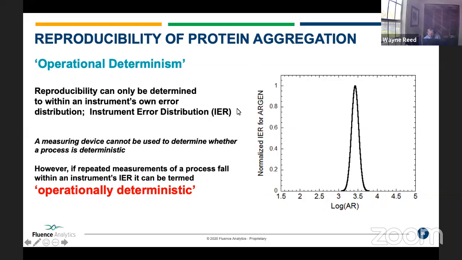That's because the instrument always has its own instrument error distribution, which is a sum of the different errors associated with it. With the Argent, it's temperature, which is actually very well controlled. That's not a big factor, but it's there. Then give some width, and stray light, reinsertion of a vial, and various other effects all sum up to give that distribution you see there. That's for the Argent. So if you repeat experiments many times and the distribution of the results falls on or within that inherent instrument error distribution, you're operationally deterministic. That's as deterministic as you can tell with that instrument. So go to the next, please.